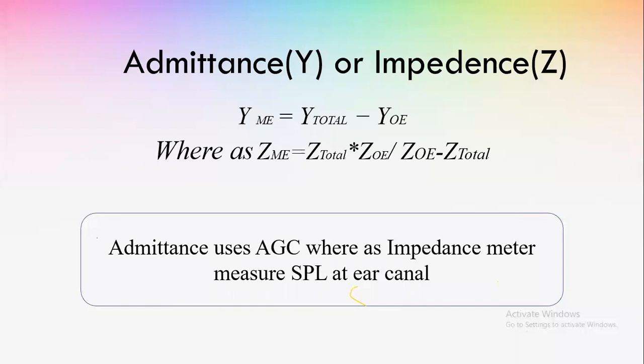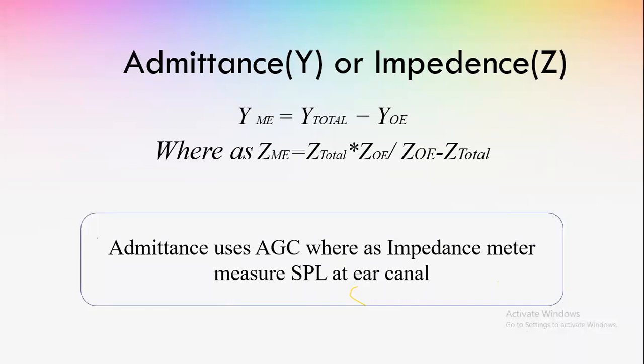If I want to simplify that, if we measure through an impedance meter instead of admittance, the SPL varies with different canal sizes, and the tympanogram shape will vary. So it doesn't have uniformity. Whereas admittance uses AGC, automatic gain control, which is not based on different canal sizes. So if we measure the tympanogram with admittance, it is not affected by the ear canal size. This makes it clear why most of the newer devices are based on admittance, not impedance.